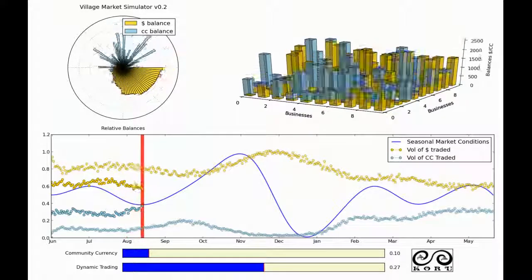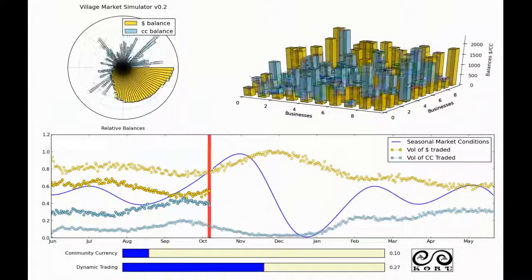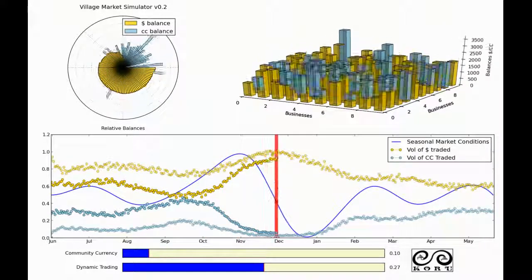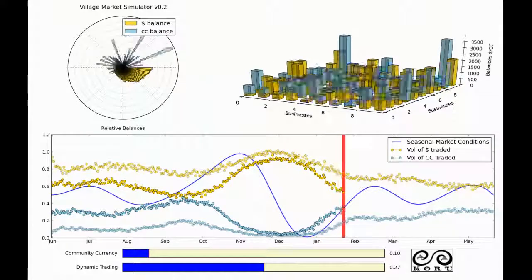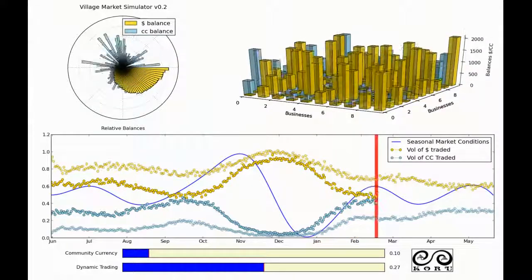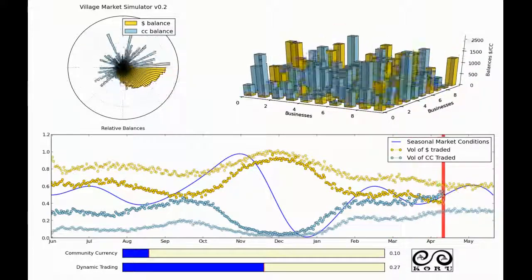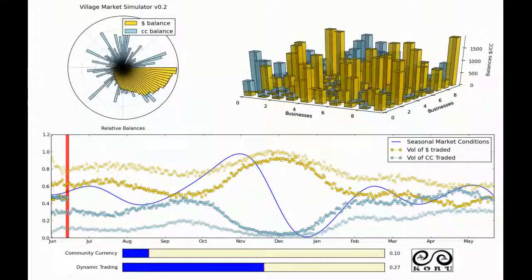And as you can see, there's still this sort of oscillatory effect. There's more money around December and less money around January, and with the community currency, people don't use it as much when they have more of the national currency. So it's sort of counter-cyclic. When one's up, the other's down. And as time goes on, there's less and less of the national currency in the system because it's leaking out.